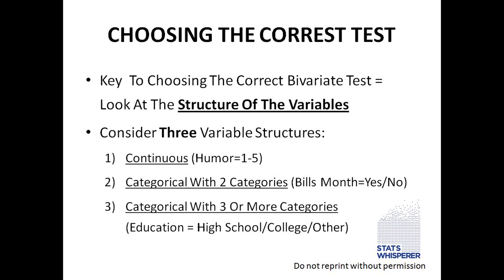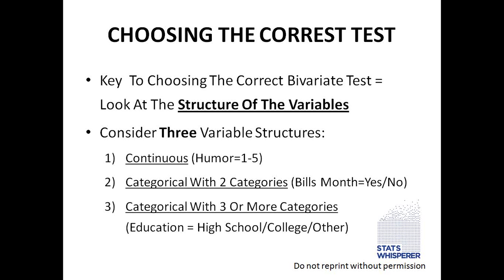Choosing the correct bivariate test depends on the structure of the variables. So you must look at the variable structure in order to determine which is the right bivariate test to test the one-on-one relationship. So you must consider 3 variable structures. Right? So when I say look at the structure of the variables, what does that mean? It means you have to categorize the structure as one of these 3.